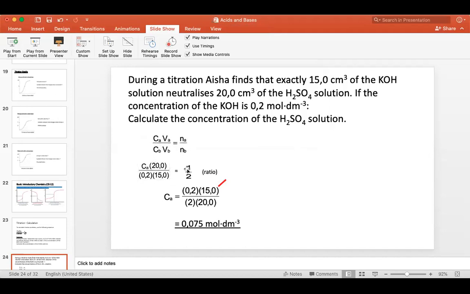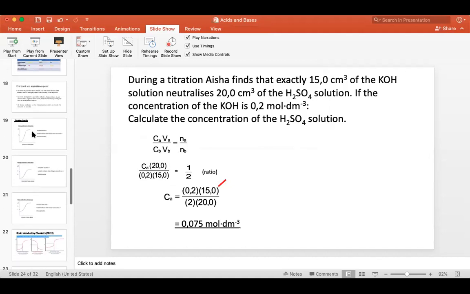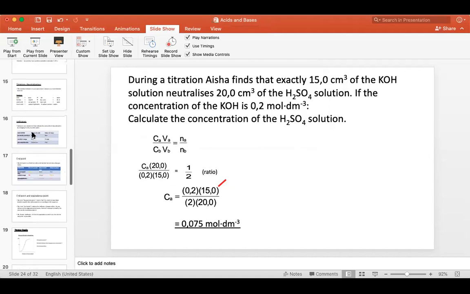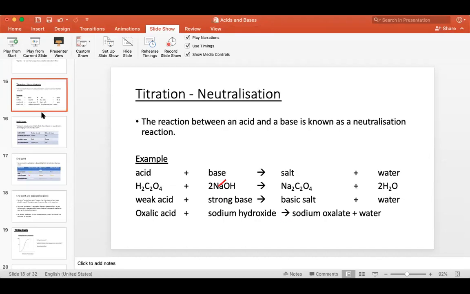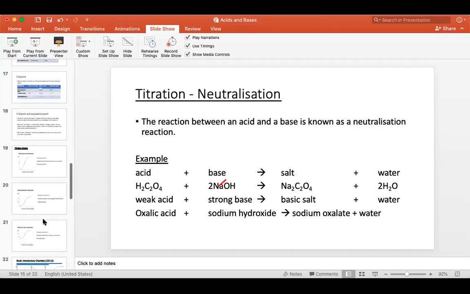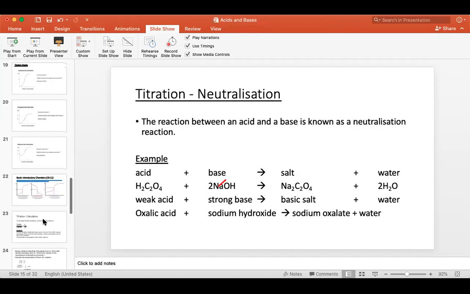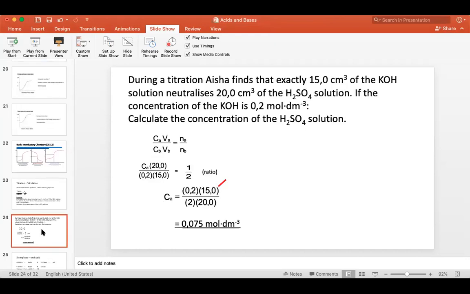And NA over NB, number of moles of acid over number of moles of base. Where do we get that? What's your number of moles of acid? We have to look at our balanced equation. One acid is 1 mole and KOH is 2 moles. So one acid reacts with 2 base, right? So acid is 1 and base is 2.